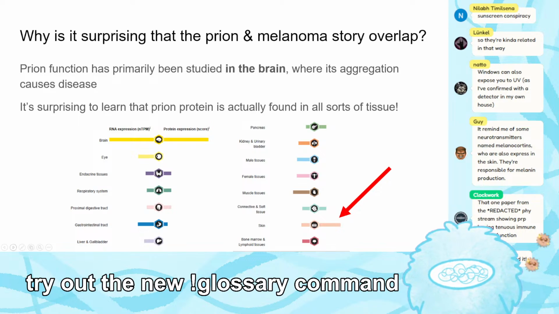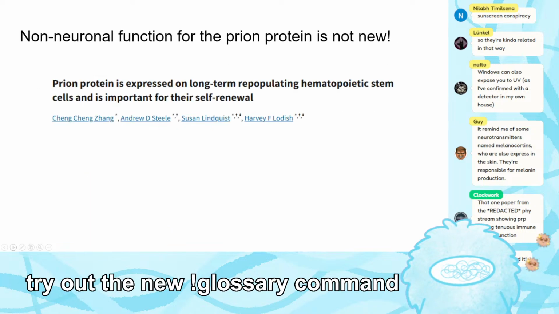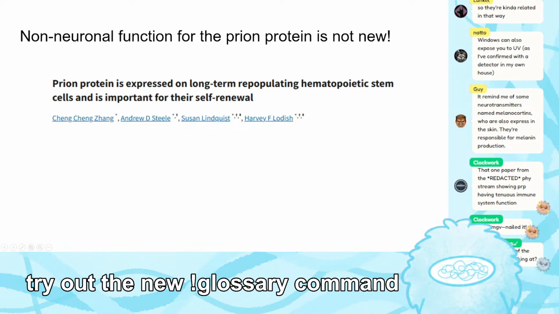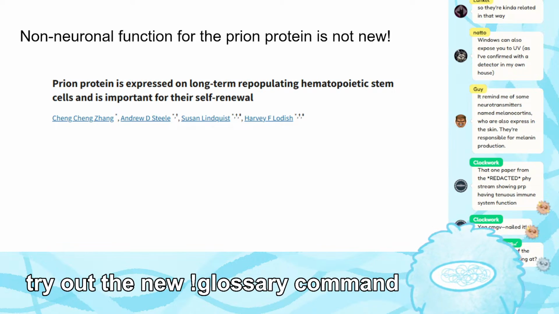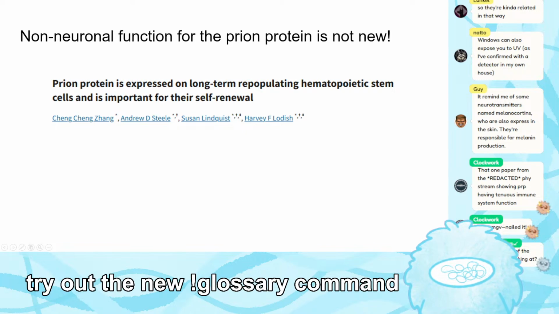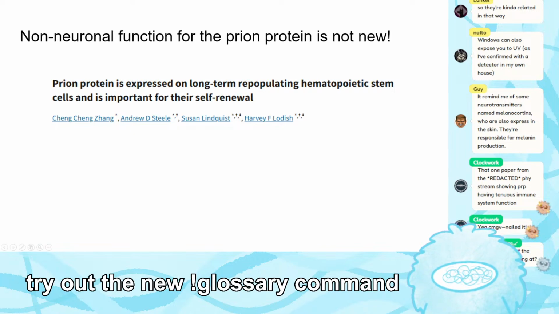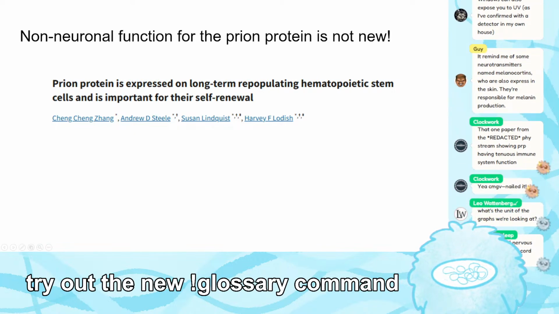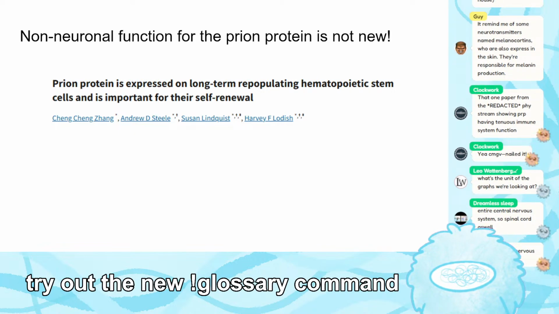Okay, so this surprised me. It might not surprise you, but it surprised me. The idea of a non-neuronal function for the prion protein isn't actually new. In fact, there are other papers showing that the mammalian prion protein is actually important for repopulating hematopoietic stem cells, which is really, really surprising, right? So it's not like we don't know anything about how the prion protein functions. It's always just a little surprising when we remove it that it doesn't appear to matter. But we do know that it does do things.